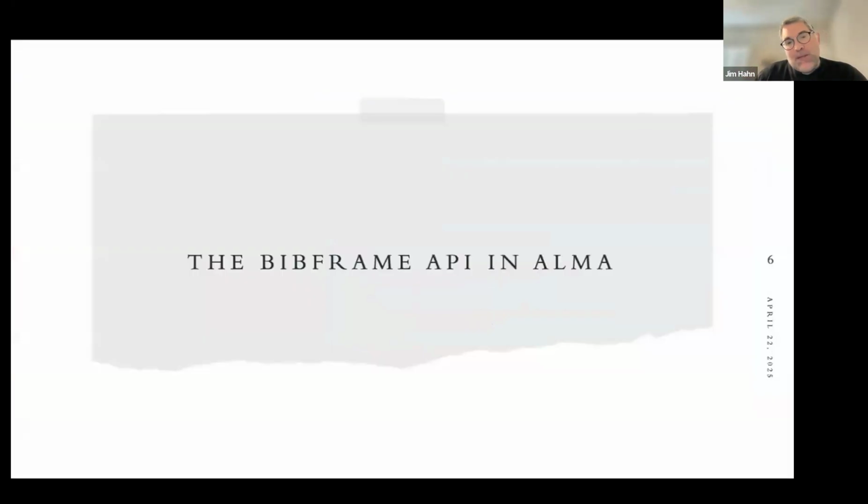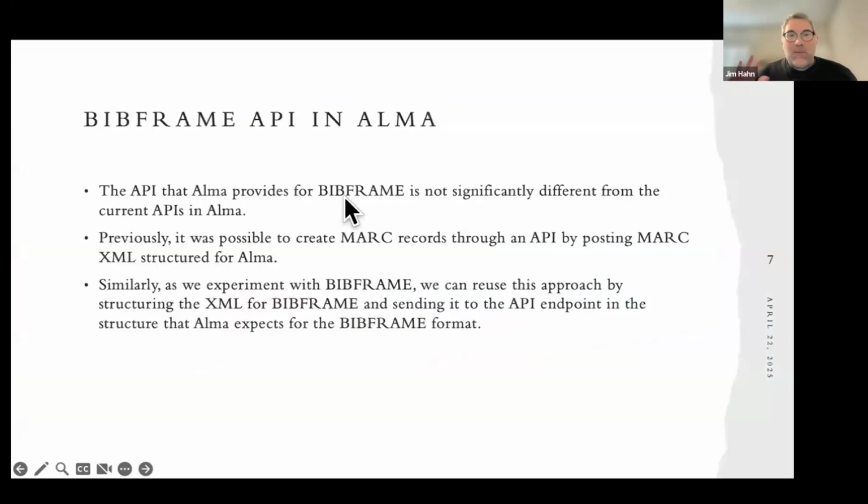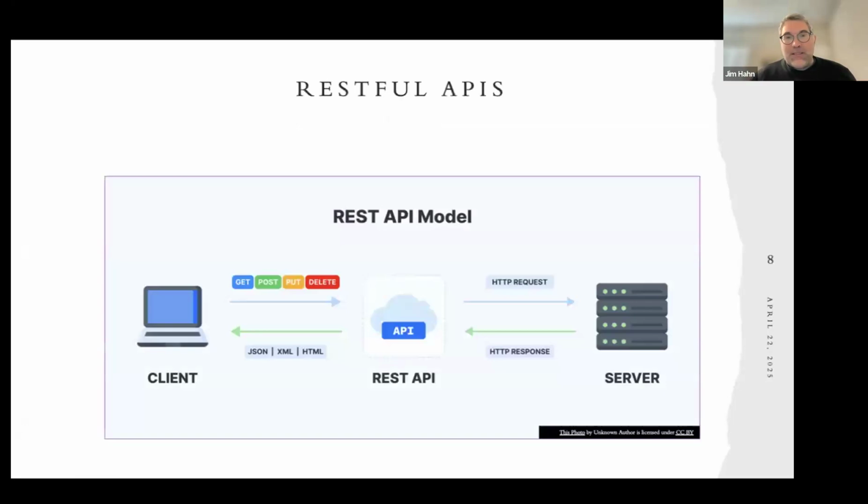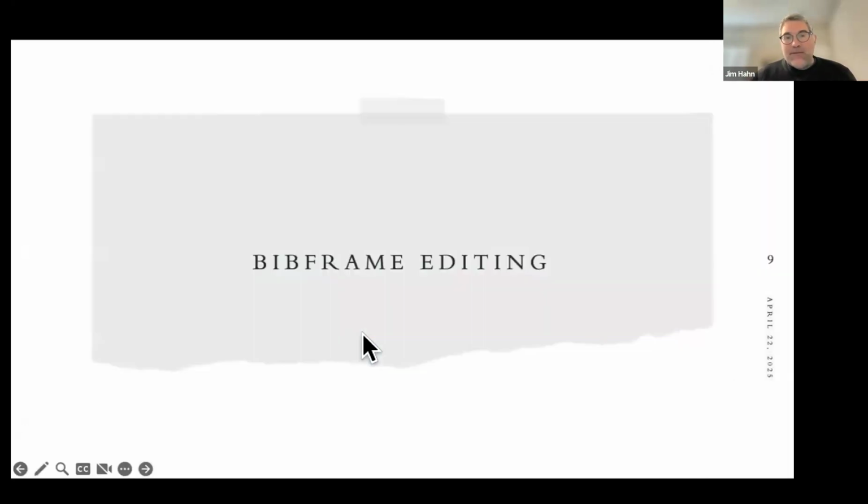The API in Alma, I think others will talk about this, but there are some things that people can build upon, which is that it's not significantly different from current APIs in Alma. So if you've created MARC records through an API by posting a MARC XML structure, some of that can be reused, and others are going to speak on this. I'll use the rest of my short highlight reel to talk about BibFrame editing.